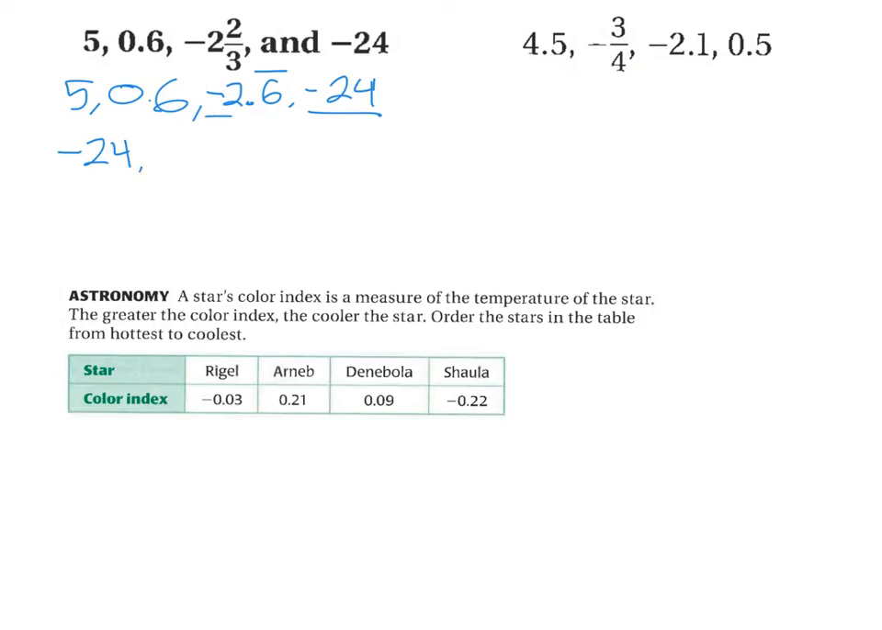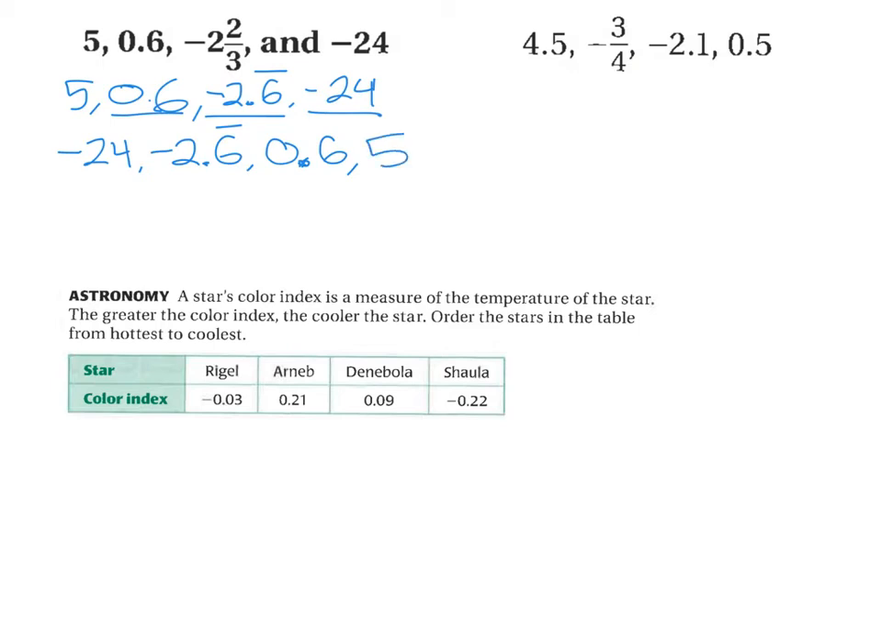I only have one other negative number, -2.6, so that must come next. We're getting closer to 0. Now we're into our positive numbers. I got 0.6 and 5. I know 0.6 is less than 5. 0.6. Make sure that looks like a decimal, not a comma. Close enough. And 5 is my last number.